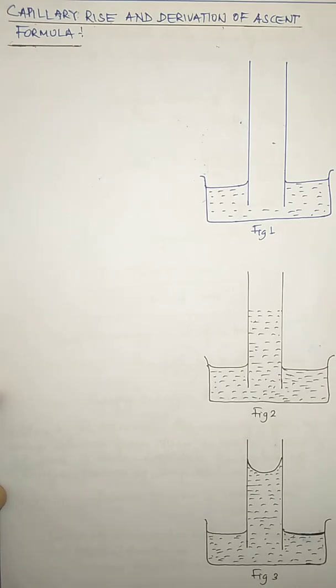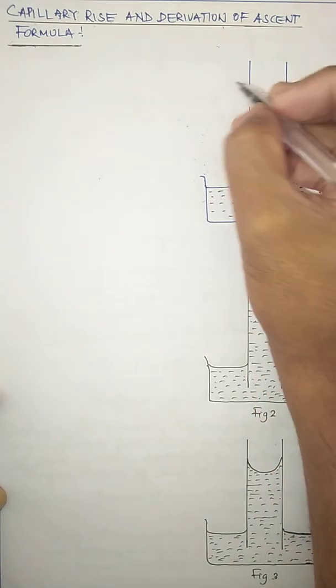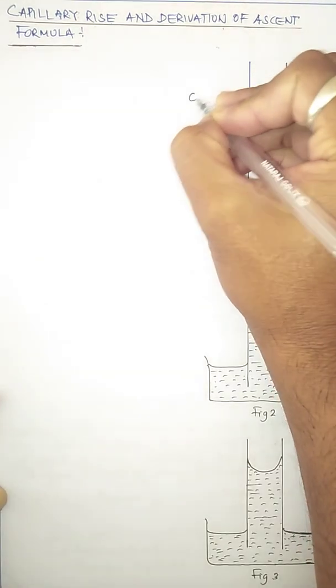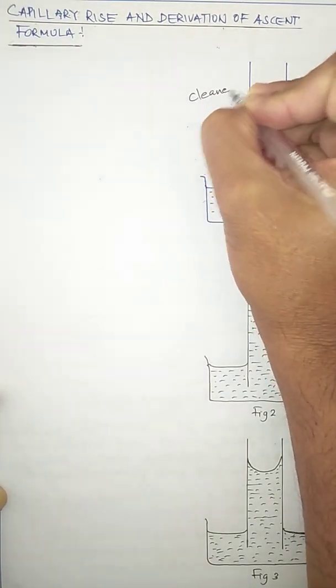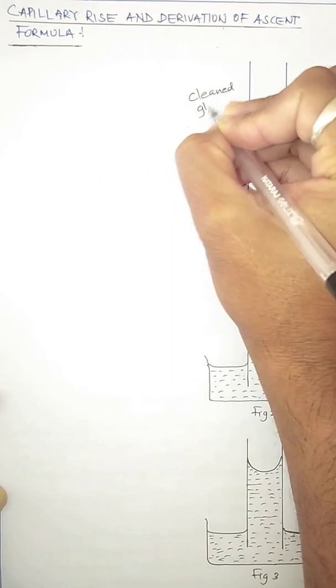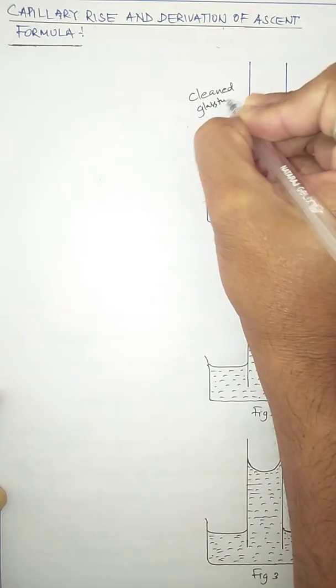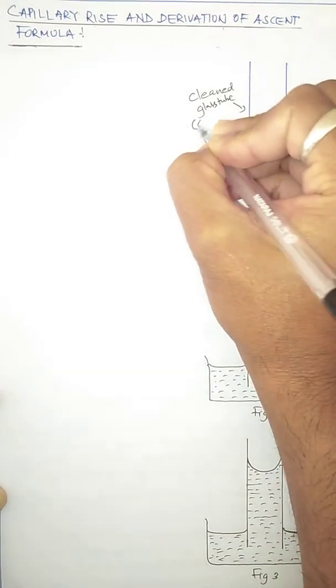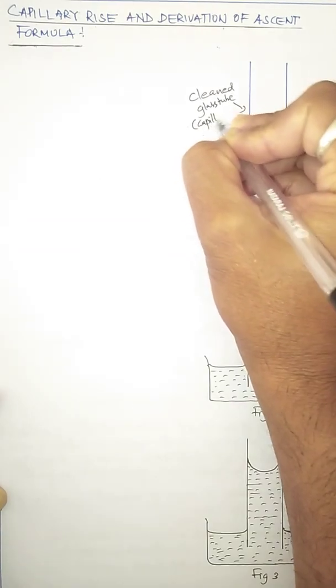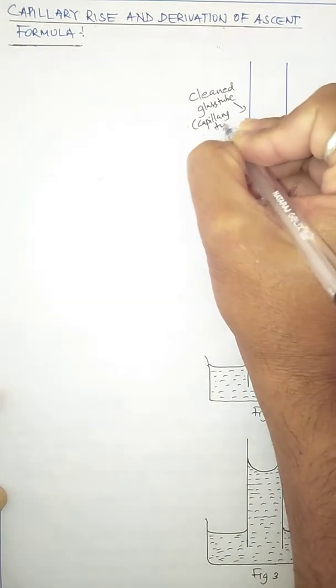So in the first part of this topic we try to understand what capillary rise is. For that we take a very clean capillary tube made of glass. So this is a clean glass tube, and this glass tube is also called a capillary tube.